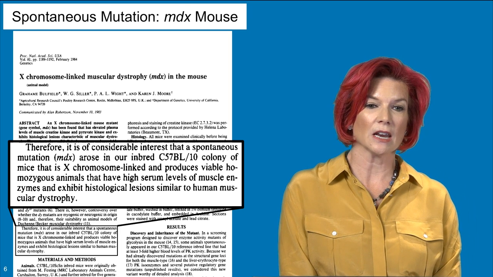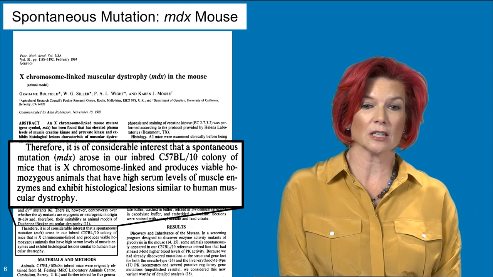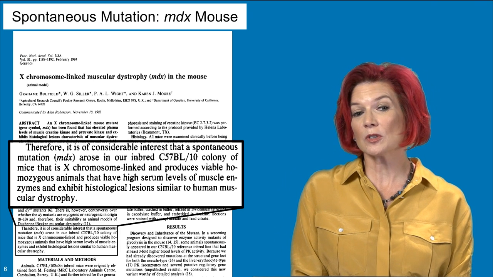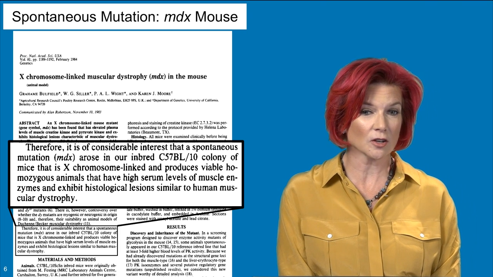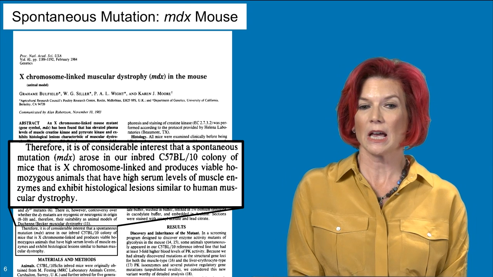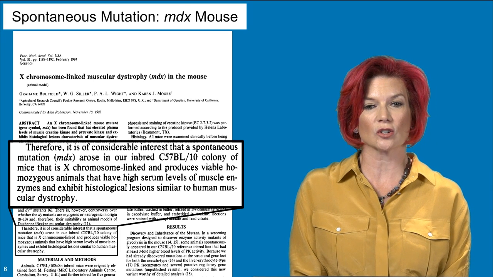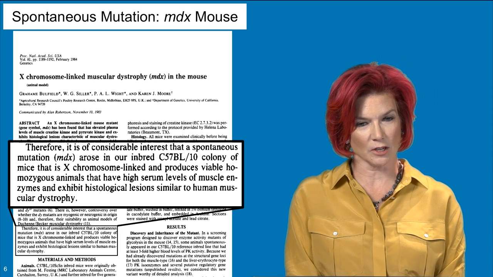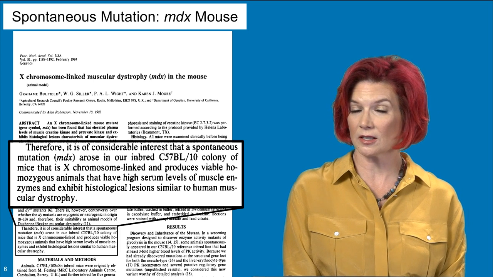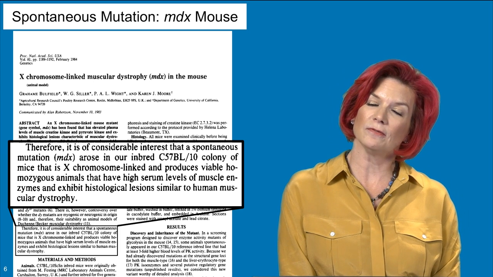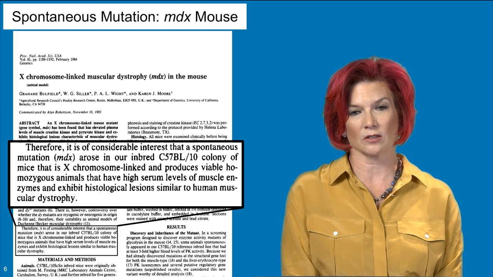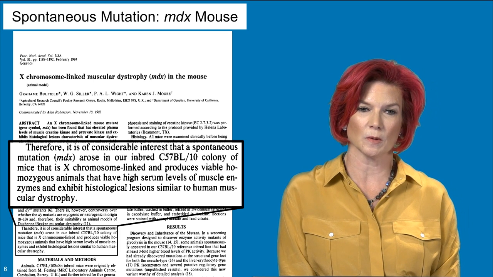and that it is an X chromosome linked and produces viable homozygous animals that have high serum levels of muscle enzymes and exhibit the histological lesions similar to muscular dystrophy. The observation and discovery of this mouse really advanced research in Duchenne muscular dystrophy, and it is very widely used.